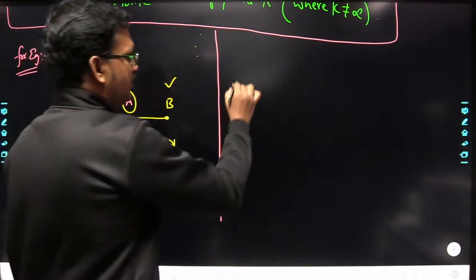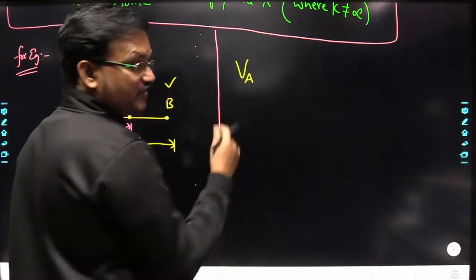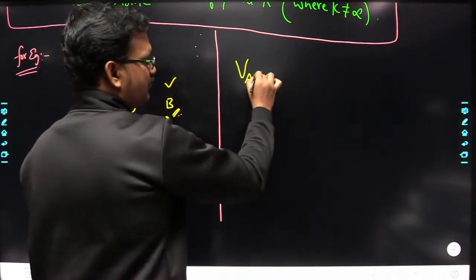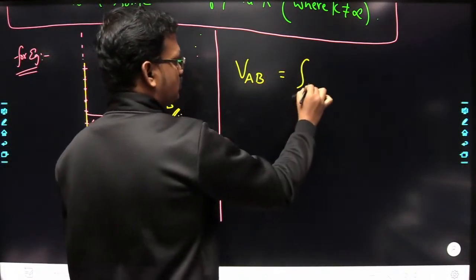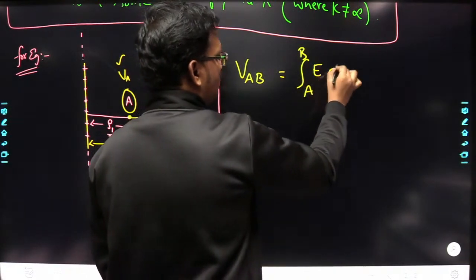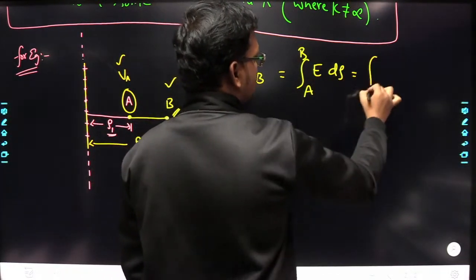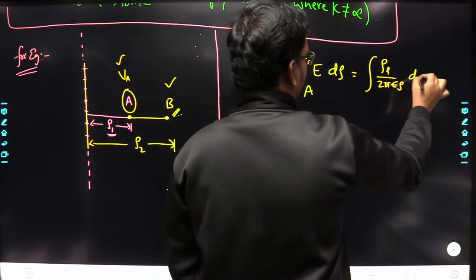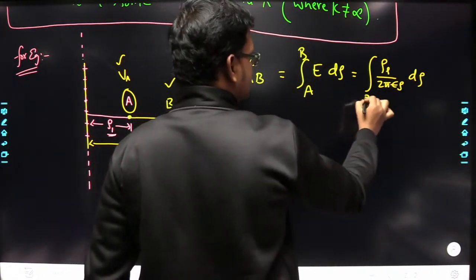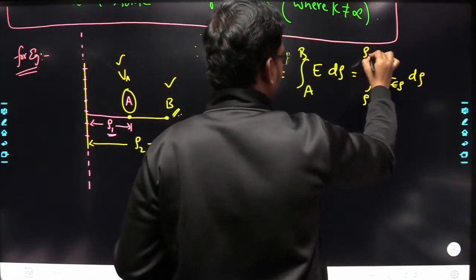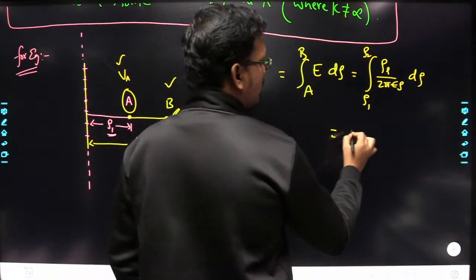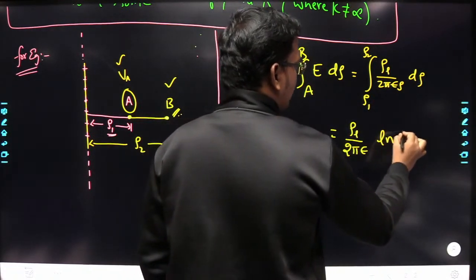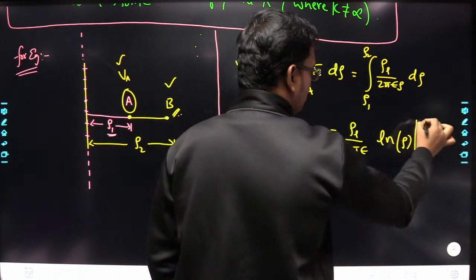So here VAB. Instead of taking V A infinity, now I am considering the reference point as B. So I can take VAB, which is equal to the integral from A to B of E dot d rho. E is nothing but rho L by 2 pi epsilon rho, d rho. Here point A is at a distance rho 1, point B is at a distance rho 2. If you do this, you are going to get rho L by 2 pi epsilon, integral of 1 by rho d rho, which is ln of rho, ranging from rho 1 to rho 2.